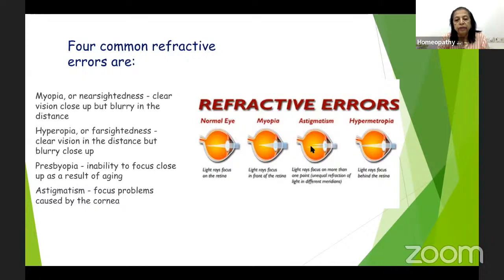Astigmatism is also a refractive error where you will see the rays of light vertical and horizontal. One will be focused on the retina, the other will be focused either in front or behind. So this is astigmatism. And one more condition is known as hypermetropia. Here you will see the rays of light are focused just behind the retina. Here also the patient will say that I cannot see distance very clearly, and even near also. So these are the main refractive errors.